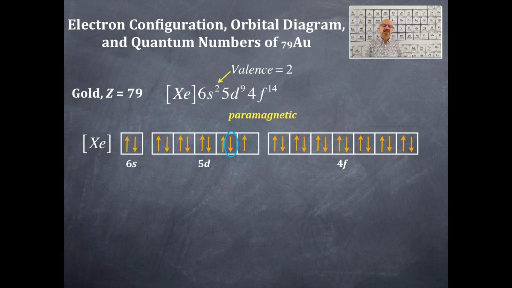So here we are. n is 5 because it's a 5d. Therefore, it's n of 5. Okay, it's a d type of orbital.